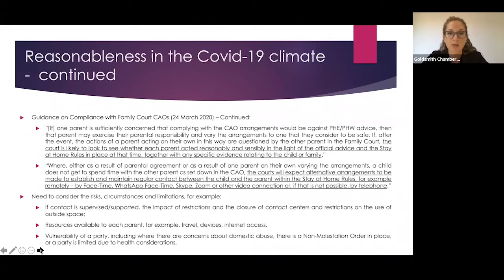Within that guidance, the court has stressed that the courts expect alternative arrangements to be made so that contact can continue to be regular, and certainly the court has given an indication, and a strong indication, towards video contact being facilitated either through Skype, Zoom, FaceTime or WhatsApp. And where that's not possible, then for telephone contact to take place instead.